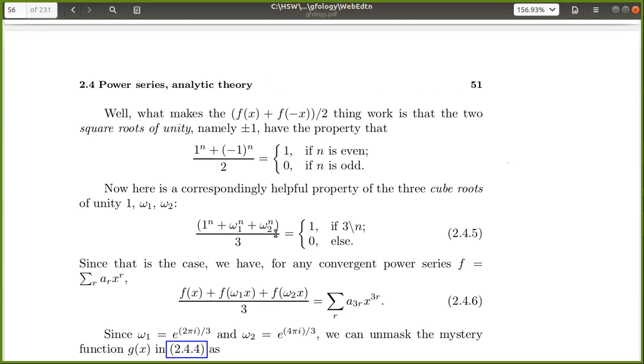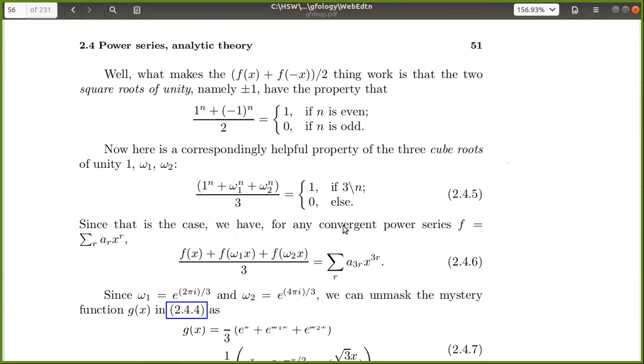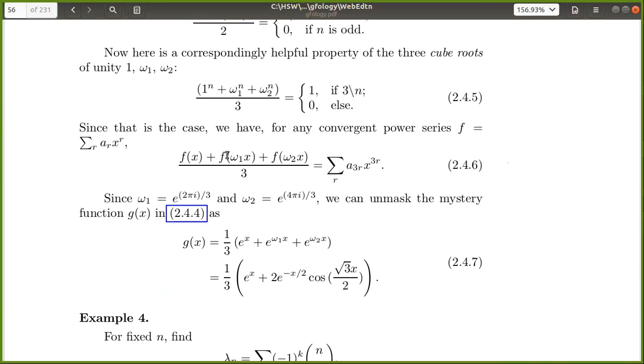And then they also satisfy a similar property, which is that 1 raised to n plus omega 1 raised to n plus omega 2 raised to n, whole divided by 3, is 1 only when 3 divides n, which means n is a multiple of 3, and it's going to be 0 otherwise. In contrast to this particular relation. Okay. So, following this, what we now know is that if you take f of x, f of omega 1 x, and f of omega 2 x, add all of them up and then divide by 3, what you're going to get is the collected coefficients of x raised to 3r.